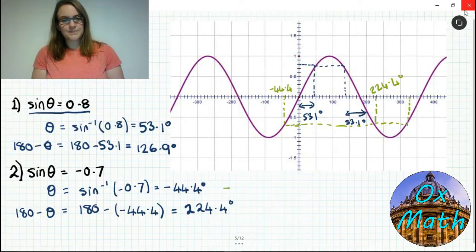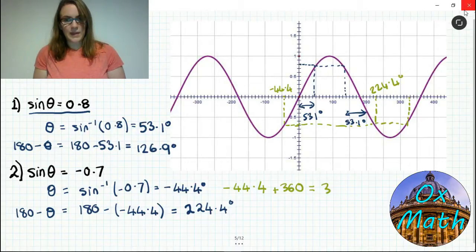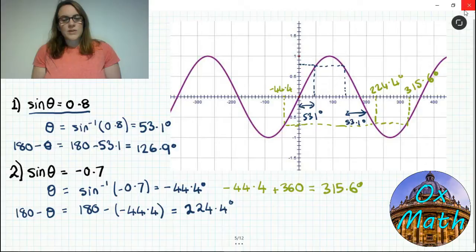So in this case, I want to move to the positive part of the graph, so I'm just going to add 360 degrees, which will give me 315.6 degrees. So this angle here is actually 315.6 degrees. So there are always, with a sine or cos, two angles within a 360 degree cycle that fit your sine ratio. Your calculator will give you one of the angles, and to get the second one, you take that angle away from 180. If your angles are then not in the right part of the graph, you can just move 360 degrees along the graph to get it where you want it to be.